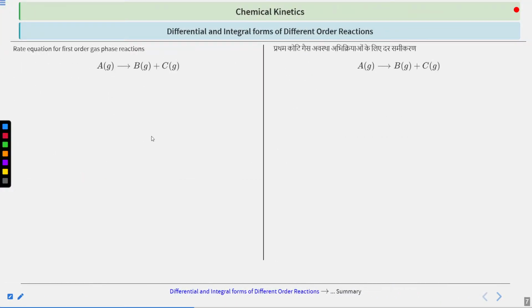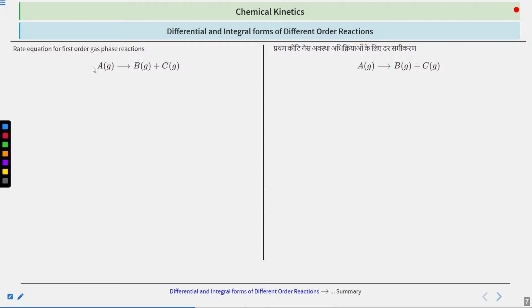Next we have a first order gas phase reaction. So what is a gas phase reaction? It is one in which all the reactants and products are almost gaseous, or there can be some solid substances also, but this reaction is mainly dependent upon the gaseous molecules.